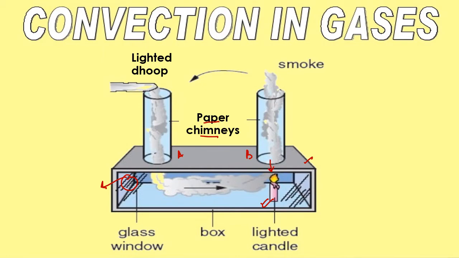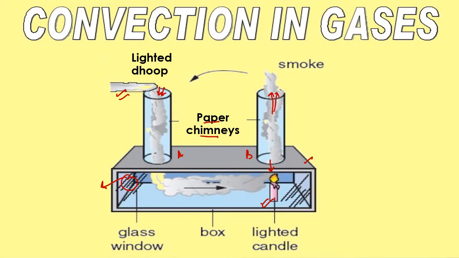Now, close the window. Take a lighted dhoop and place it near chimney A in such a way that the smoke should reach inside the box through chimney A. You will notice that the smoke which is entering through chimney A will come out through chimney B.